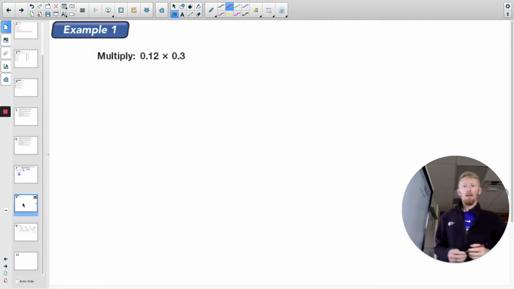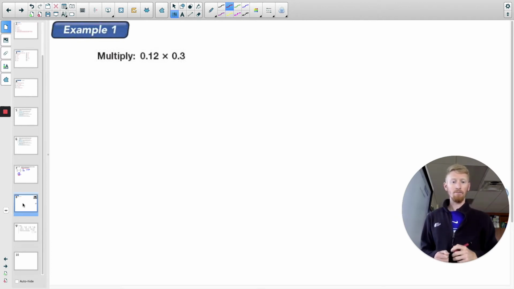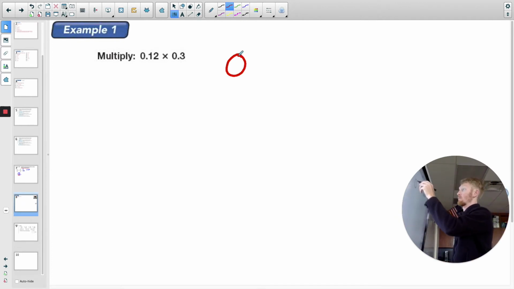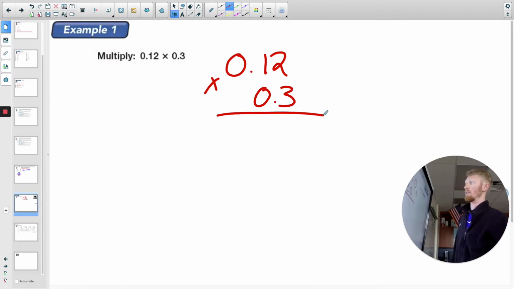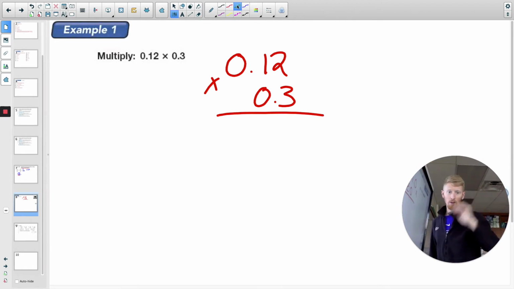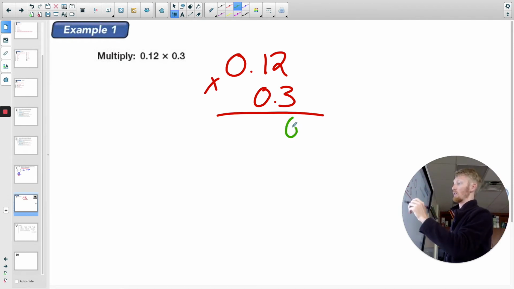Let's try another example here. We have 0.12 times 0.3. Go ahead, try this one on your own. All right, so I have 0.12 times 0.3. Now, the first step is to just multiply like any regular multiplication problem. So 3 times 2 is 6. 3 times 1 is 3, and I'm done with the multiplying part.